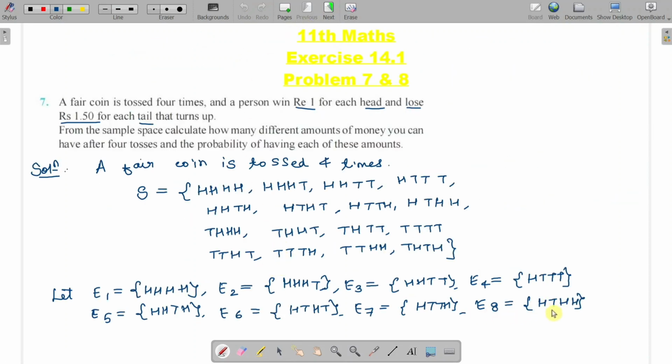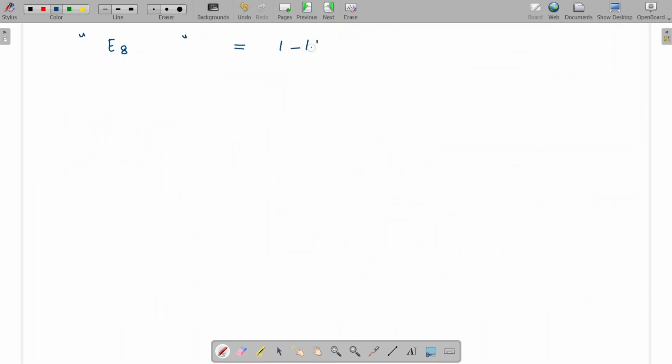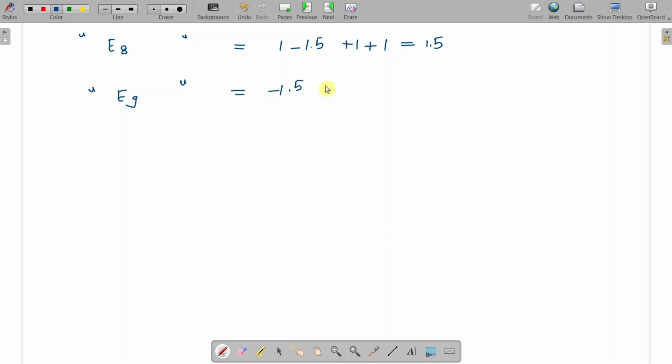Then if E8 occurs, then 1 minus 1.5 plus 1 plus 1. Okay, so that means 3 minus 1.5 is 1.5. Similarly if E9 occurs, minus 1.5 plus 1 plus 1 plus 1, so this is equal to 3 minus 1.5, which is 1.5, right?